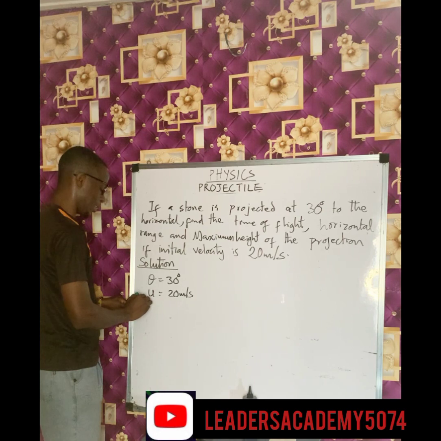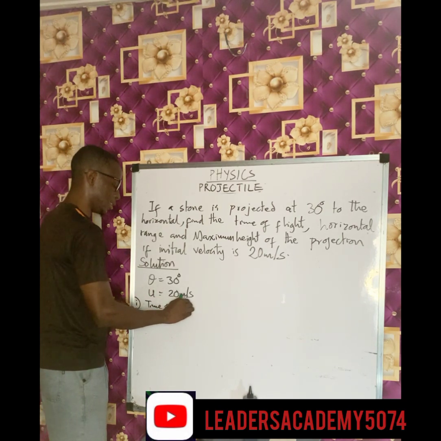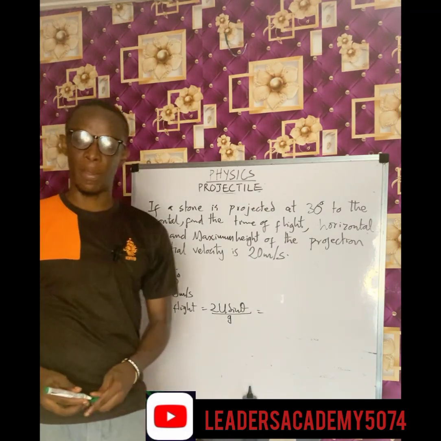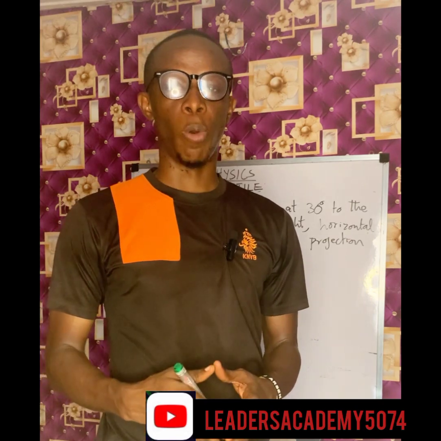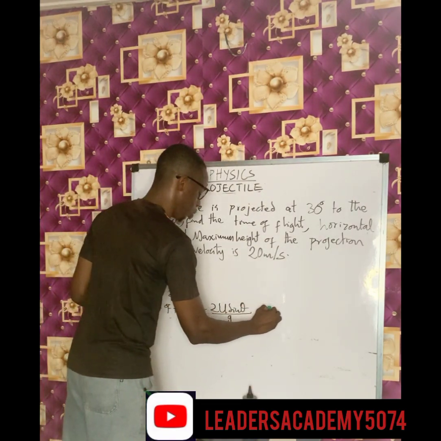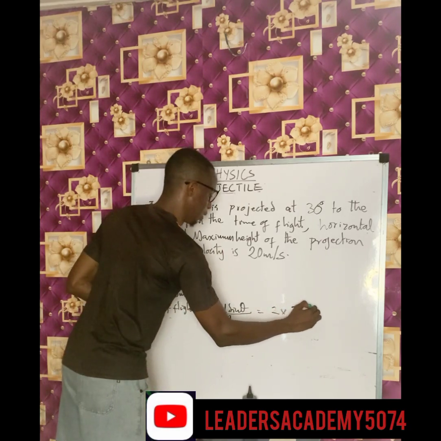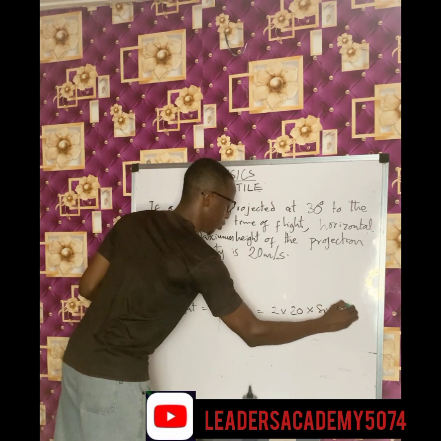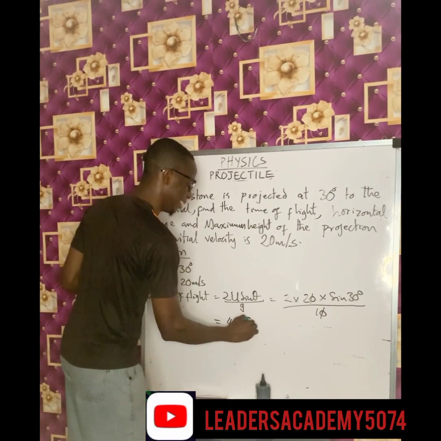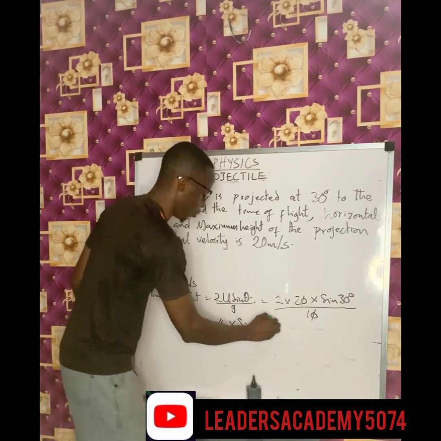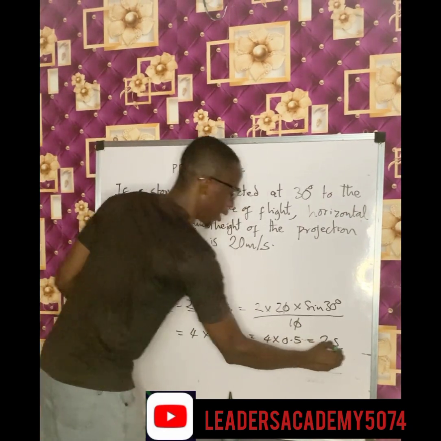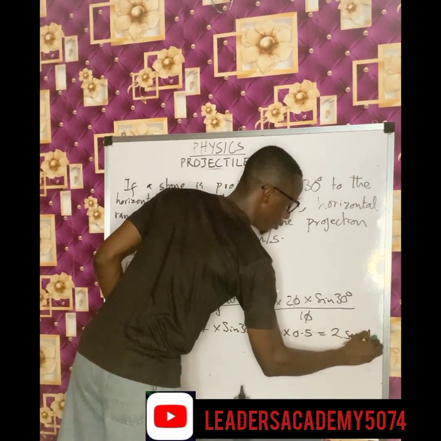The first thing we have to solve for is the time of flight. Time of flight is equal to 2u sine theta over g. Acceleration due to gravity in our calculation is taken to be 10 meters per second squared, an approximate value. So we have 2 times 20 times sine 30 degrees all over 10. Zero cancels zero, 2 times 2 is 4, times sine 30, which is 0.5. So we have 4 times 0.5 equals 2. That is 2 seconds.